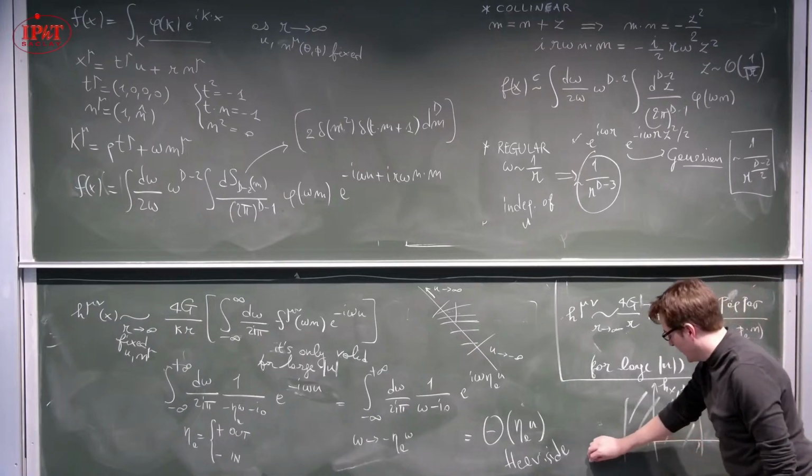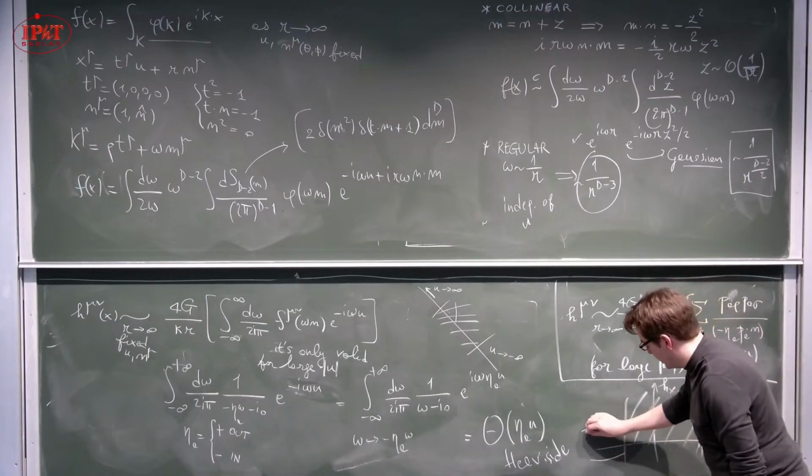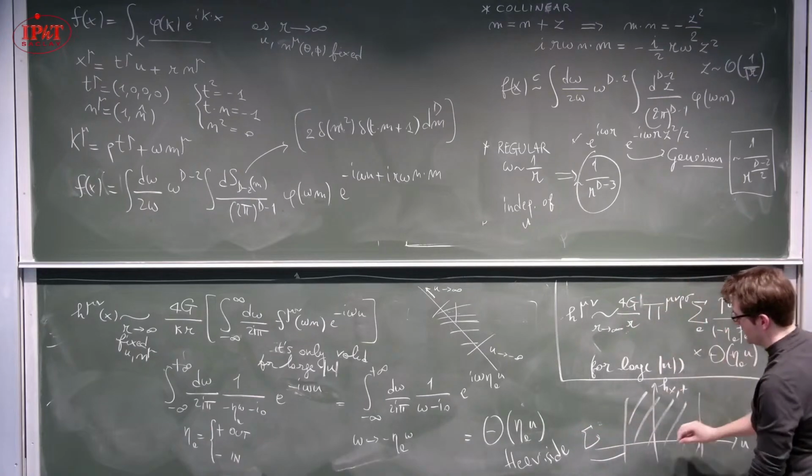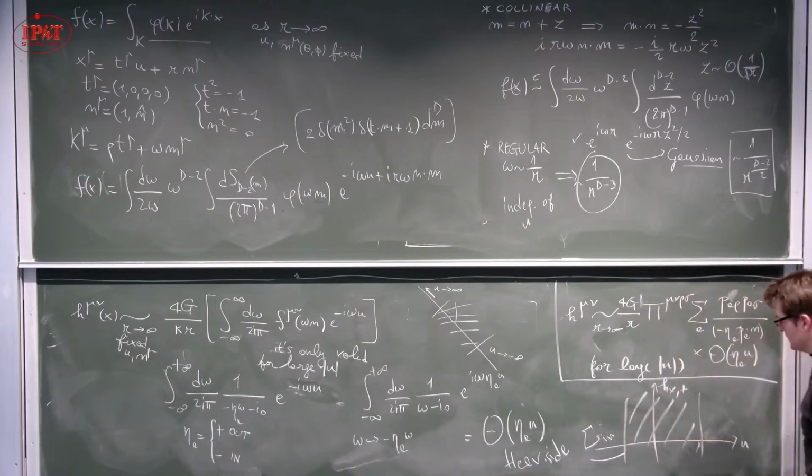And instead it tells you what happens for large negative u, which is just given by this expression with the sum over the in states, let me call it like this. Then there is something happening, and at the very end it is going to be the sum over the out states.